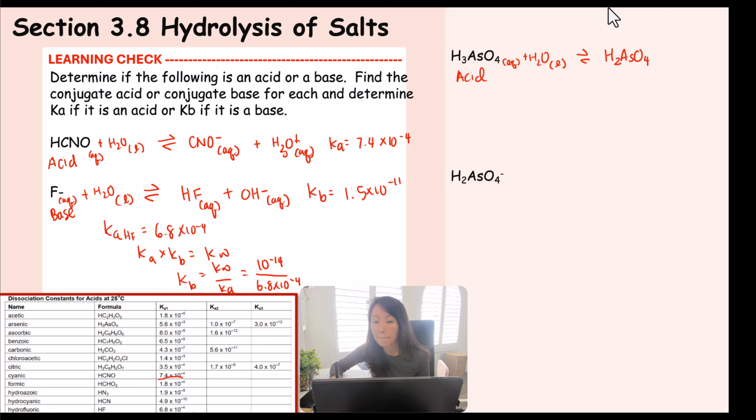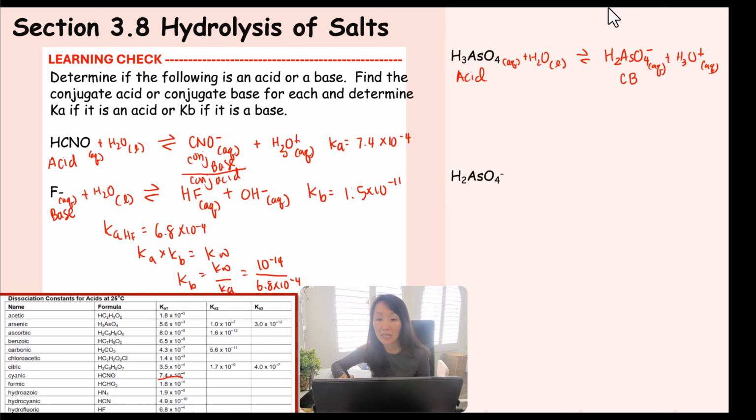And if I were to donate this guy, it would become H2AsO4 minus, since one of the hydrogens has been taken out. So that's my conjugate base here, plus H3O+, and that's my aqueous. So this is my conjugate base. This was my conjugate base here on the very first problem. This was conjugate acid on the second problem. Just wanted to clarify that.